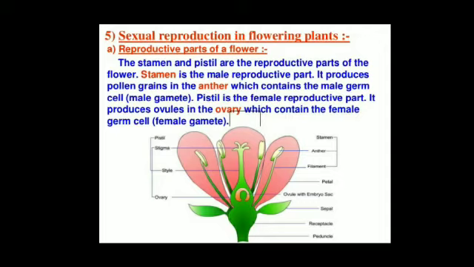The stalk-like part of a stamen is known as filament and the upper portion of a stamen that is bilobed is known as anther. Anther contains pollen grains. Pollen grains are the reproductive units of a flower. Next is the female reproductive part. The female reproductive part is carpel or pistil.